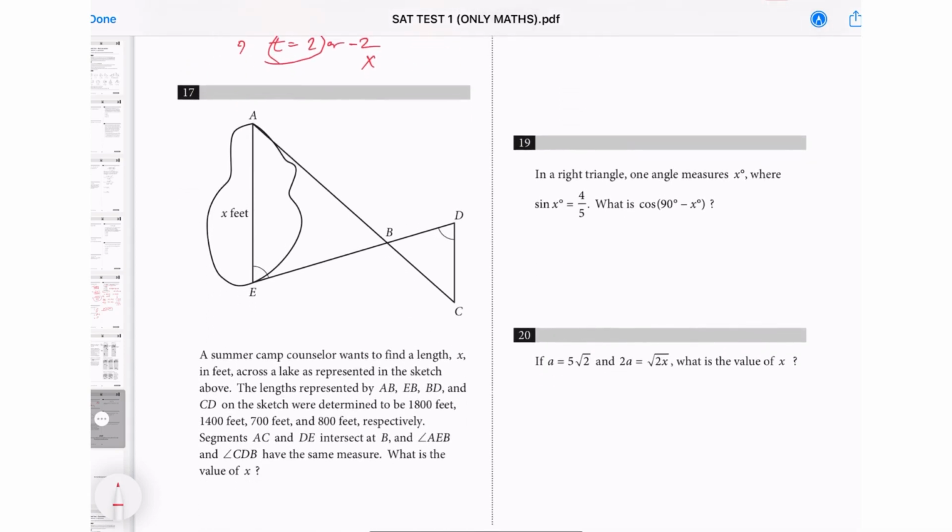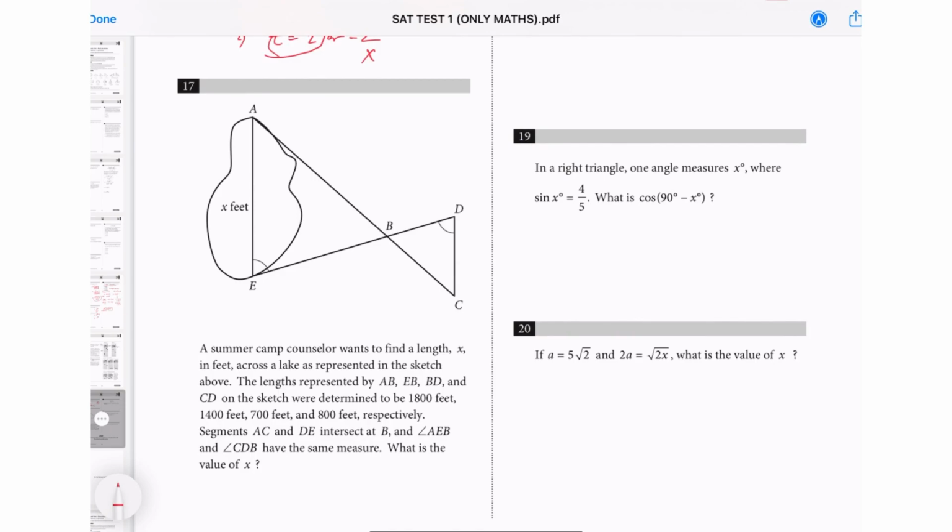Next, question number 17. See here, the lengths of AB, EB, BD and CD are given. AB is given as 1800, so I just put in 1800 over here. And then EB is given as 1400. Then BD is given as 700, so I'm just taking 700. And CD is given to be 800, so this is 800. And these two angles are equal, AEB and BDC are equal. What is the value of x? x means we need to find this.